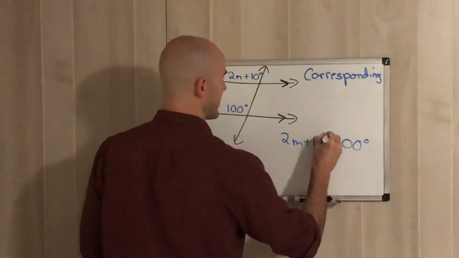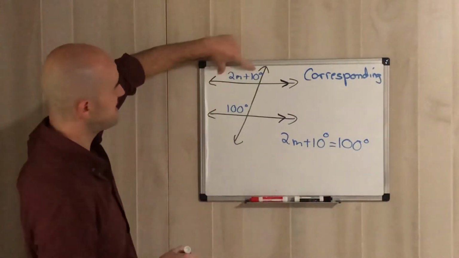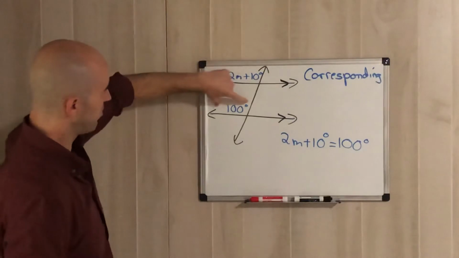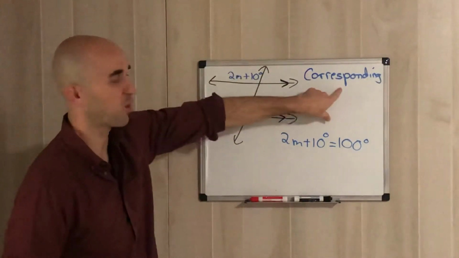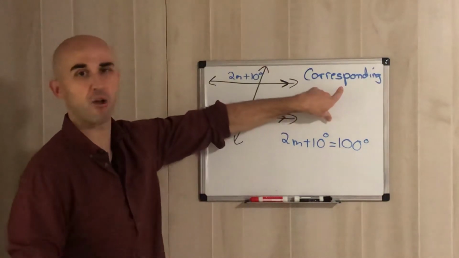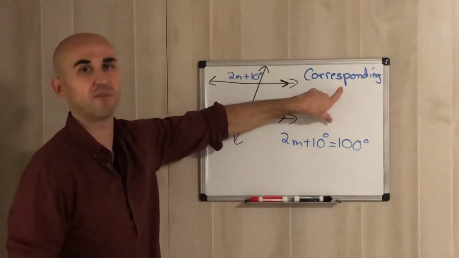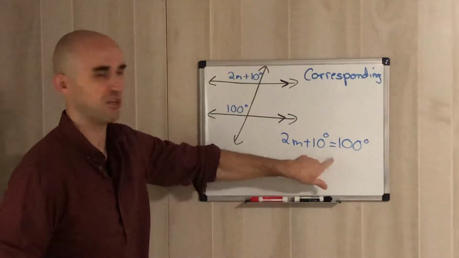And the reason we write that, again, we're saying that 2m plus 10, this angle, is equal to 100, that angle. And we're saying that those two are equal because they're corresponding. Corresponding automatically means that they're congruent. If they're congruent, they're equal to each other, they're the same.